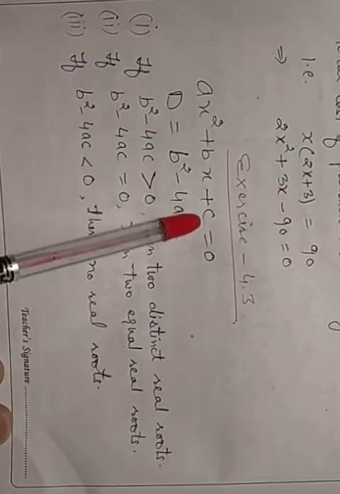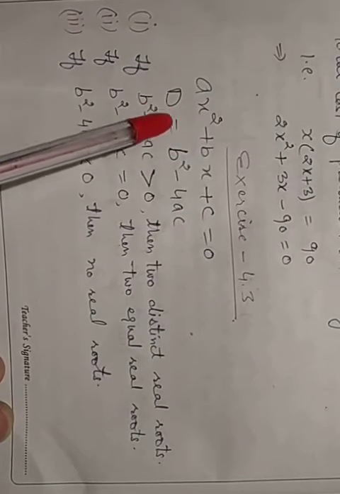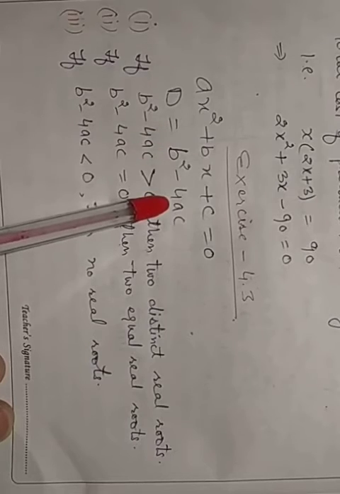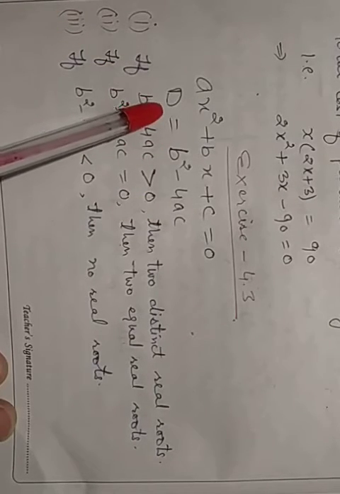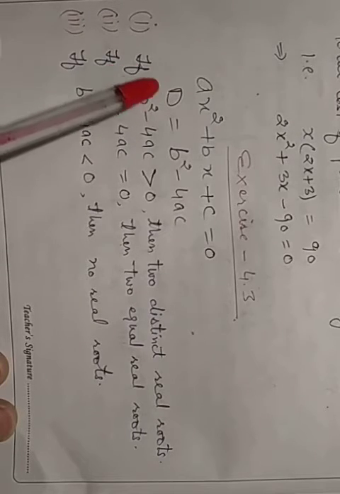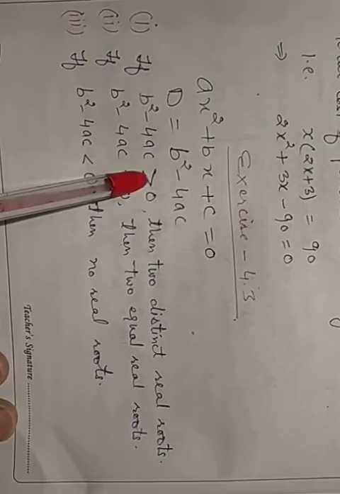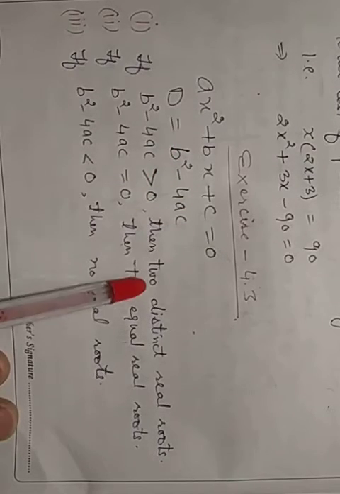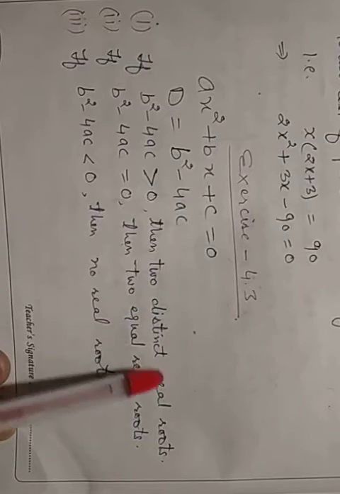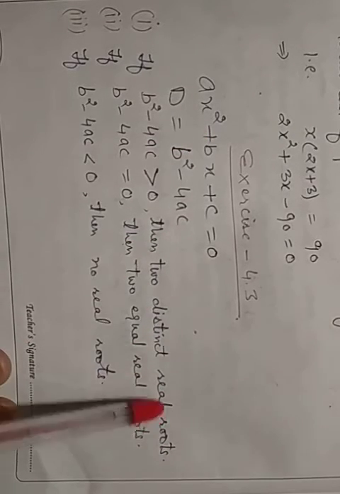ax² + bx + c = 0, ये हमारी क्वाड्रेटिक इक्वेशन है। You know how to find the D. D is equal to b square minus 4ac. We have studied earlier. There are three conditions. If this D or b square minus 4ac is greater than 0, then you have two distinct real roots. Means this equation has two distinct real roots.